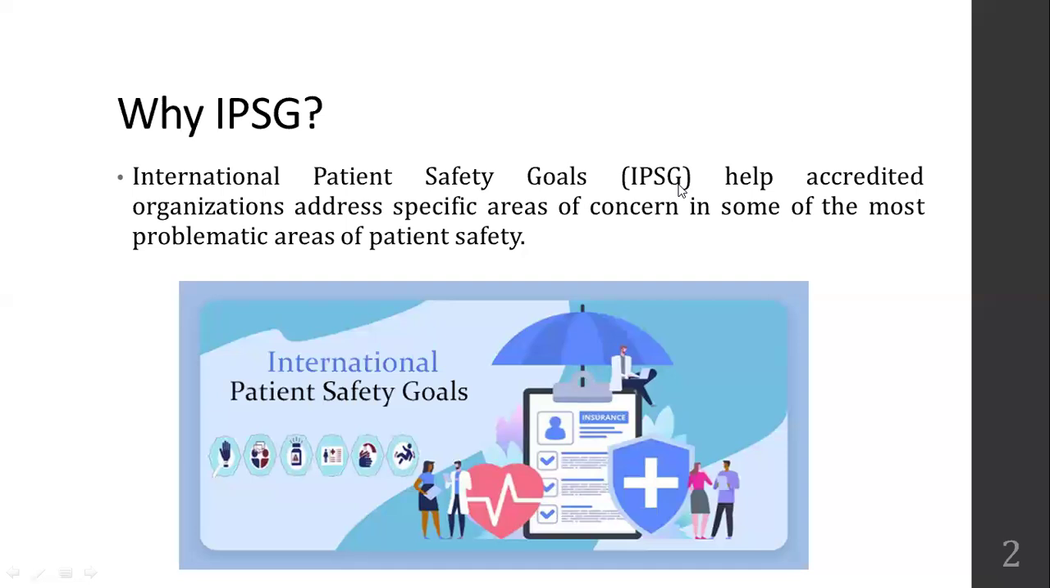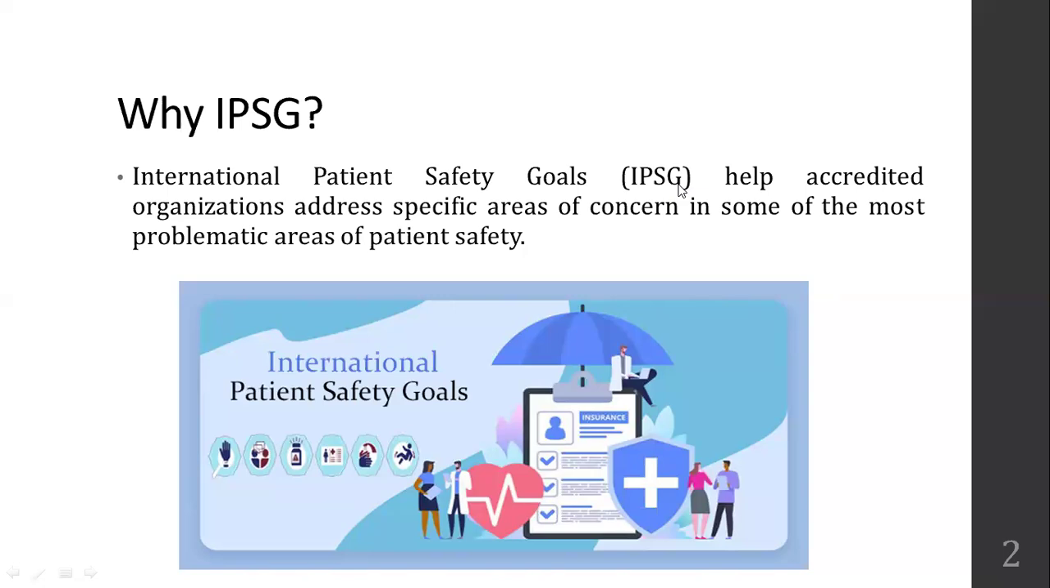According to WHO, patient safety is the absence of preventable harm to a patient during the process of healthcare and the reduction of risk of unnecessary harm associated with healthcare to an acceptable minimum. This is what we mean by patient safety: to reduce the unnecessary harm as much as possible and to avoid preventable harm as much as possible.